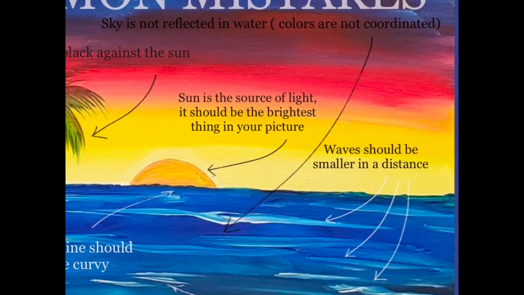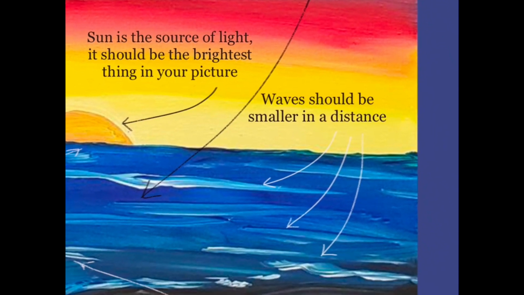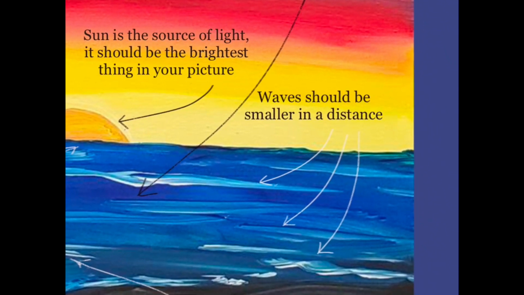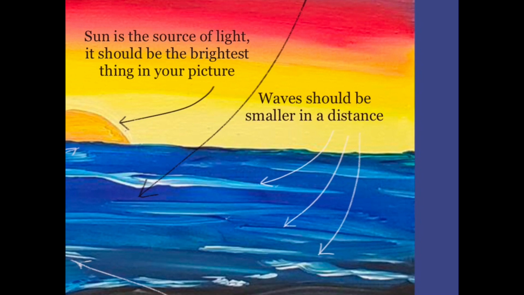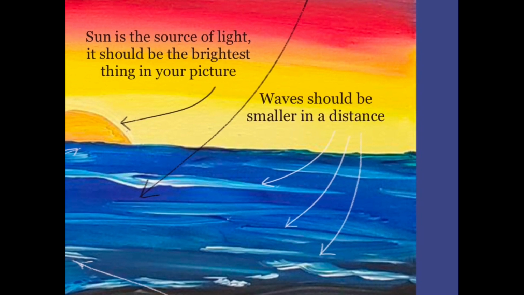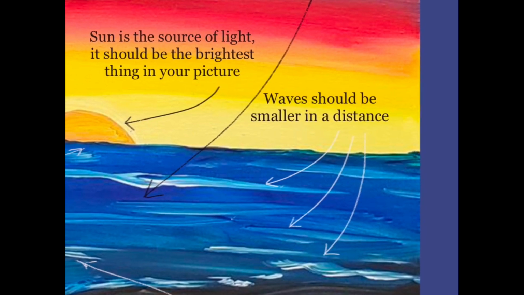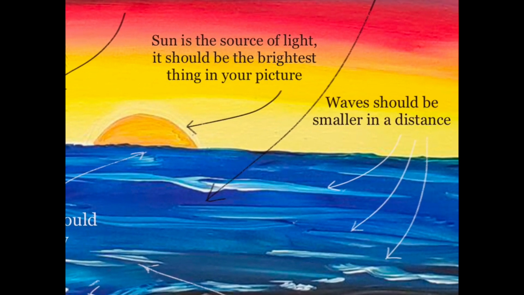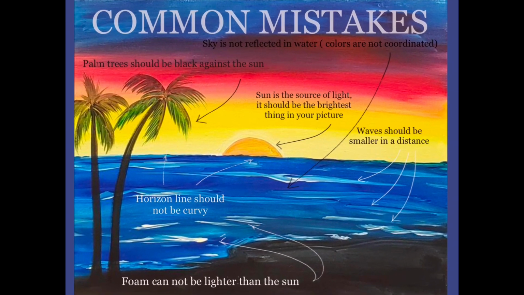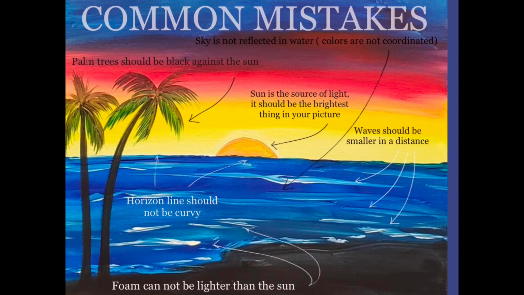And waves, they should be shown in perspective. You can't make identical waves all the way up to the horizon. They will be getting smaller. The closer to the horizon, the further away they are, the smaller they are, and the space between them is smaller too. All right, I hope you won't make these mistakes.